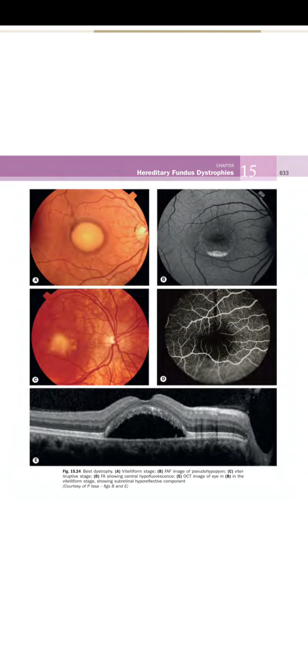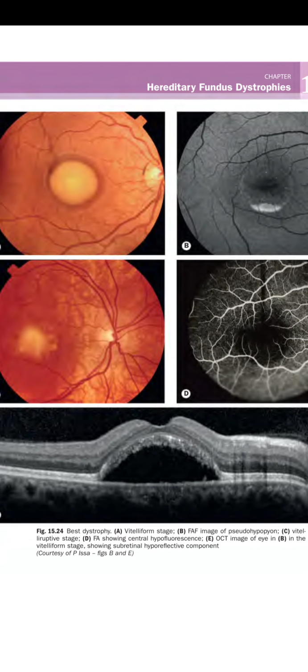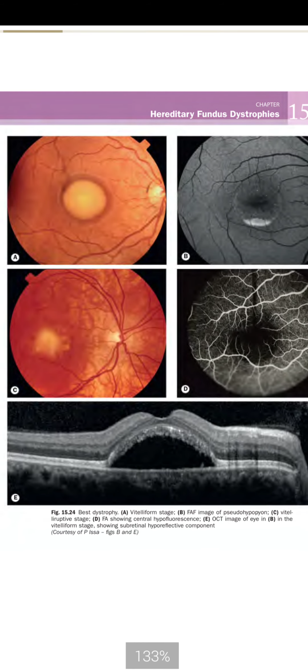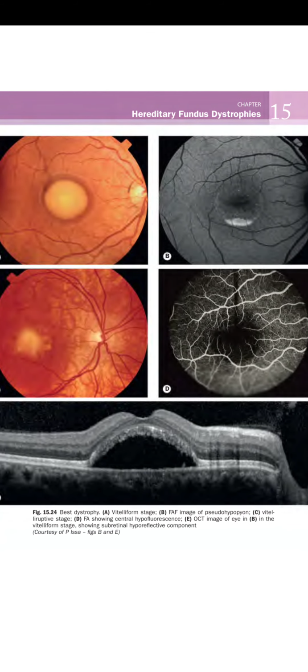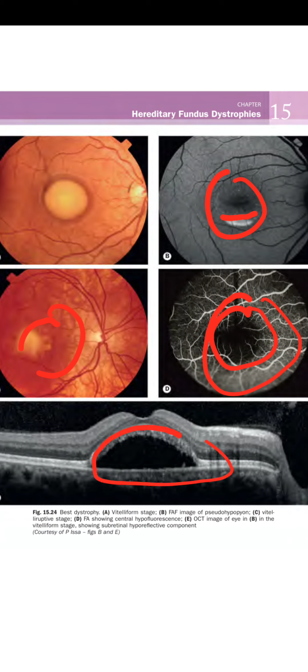So let's see figure 15.24. You can see this is Best dystrophy. A is showing us a vitelliform stage. B is showing us an FAF image of the pseudohypopyon. So there is a pseudohypopyon. C is showing us a vitelliruptive stage, so the lesion is broken down. D is showing central hypofluorescence. E is showing an OCT image of the eye in the vitelliform stage showing a subretinal hyporeflective component. So there is a hyporeflective component here.